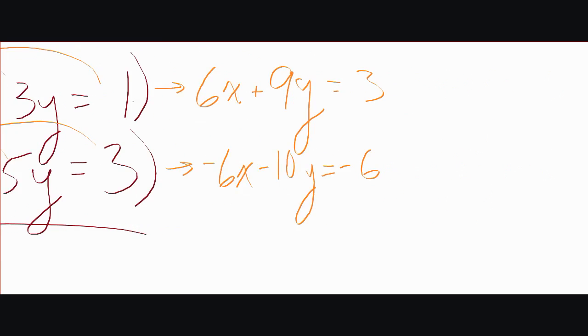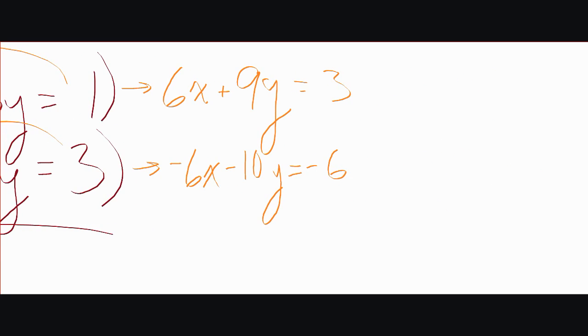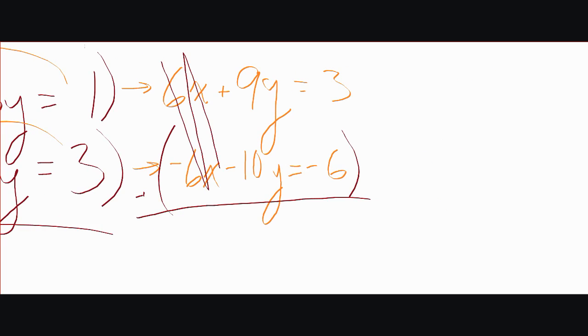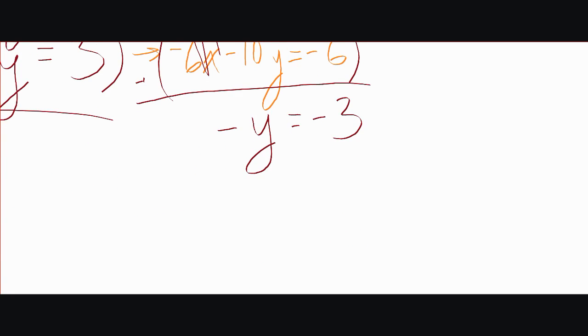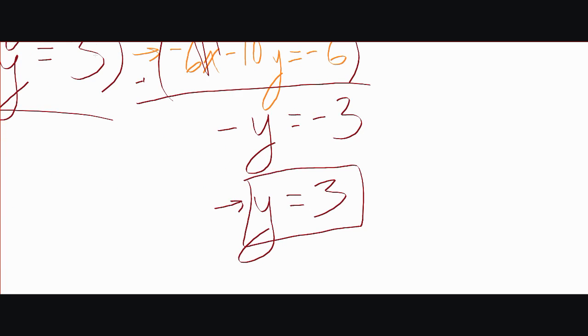Now I've got two new equations to work with, two shiny new equations that I can combine together, and let's see what happens. 6x and negative 6x, just like we planned, they eliminate. And I'm left with 9 minus 10, which is negative y, and that's equal to 3 minus 6, which is negative 3. So I have here negative y is equal to negative 3, which means y is equal to positive 3. So I have y is equal to 3.